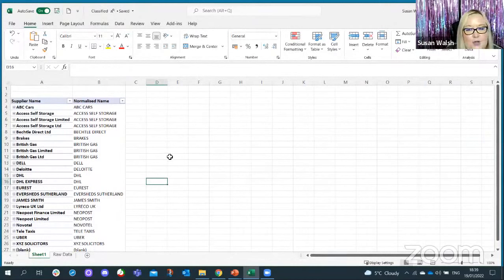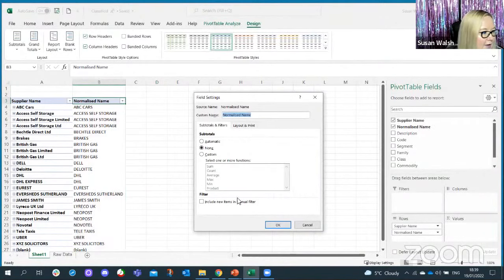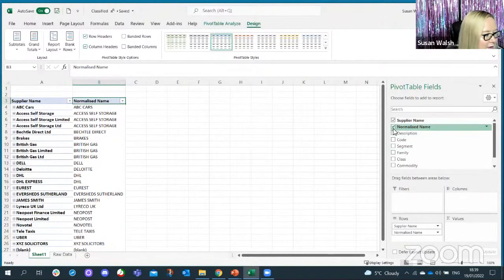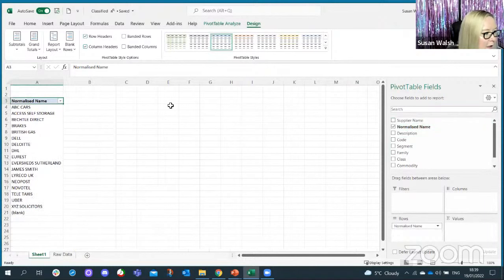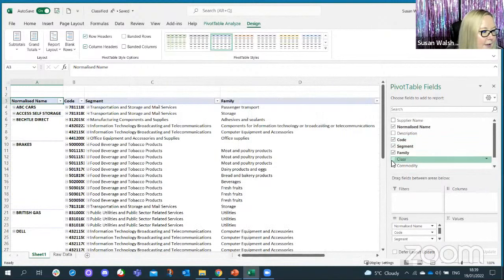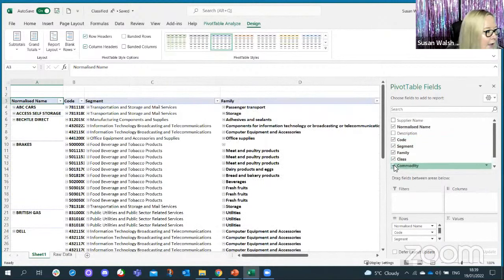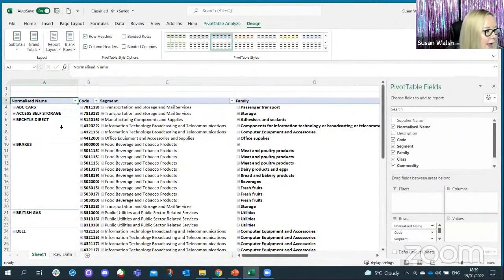Now, the next thing I'm going to show you is if I was to look at the categorization, which will be a better example for you. So let's just take the supplier name away. We're going to use the normalized name, and then we're going to use the code, segment, family, class, and commodity. Now, what I can see from here is that I have my list of suppliers, and then I can see all the different types of classification against it.